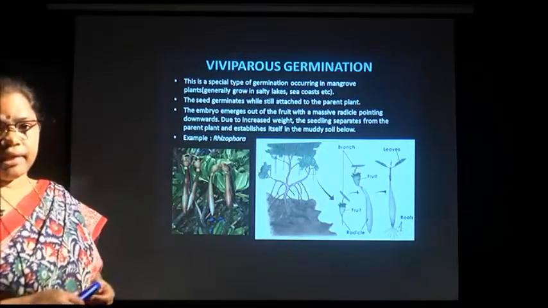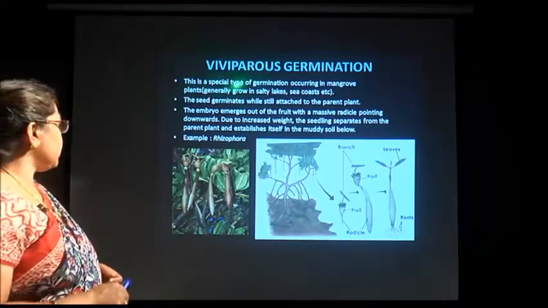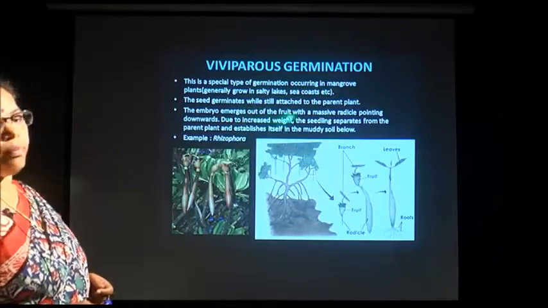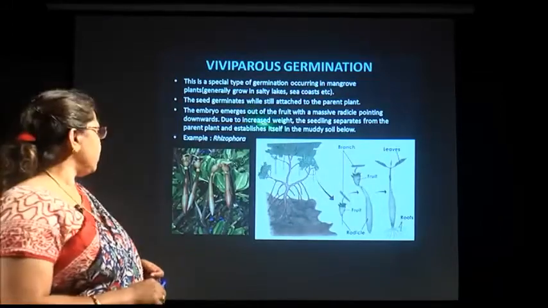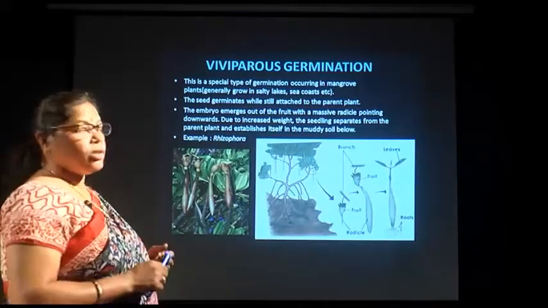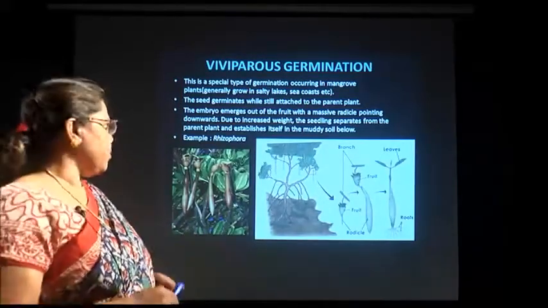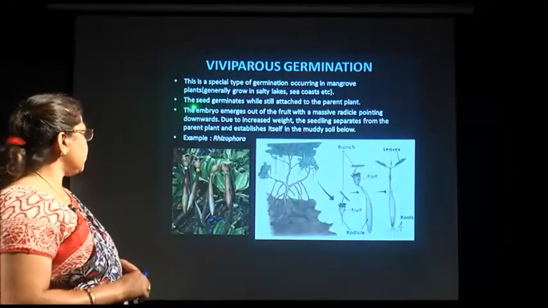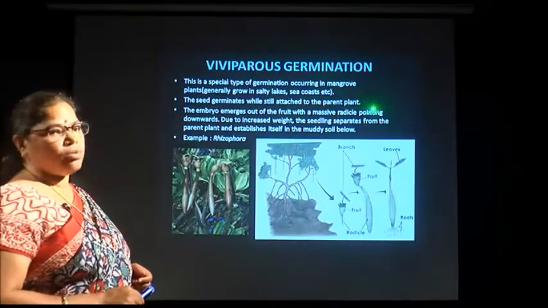So, this is a special type of germination, and this special type of germination occurs in mangrove plants. And you know, mangrove plants generally grow in salty lakes and marshy areas or sea coasts. Near the sea they are found, and there the seed germinates while still attached to the parent plant.